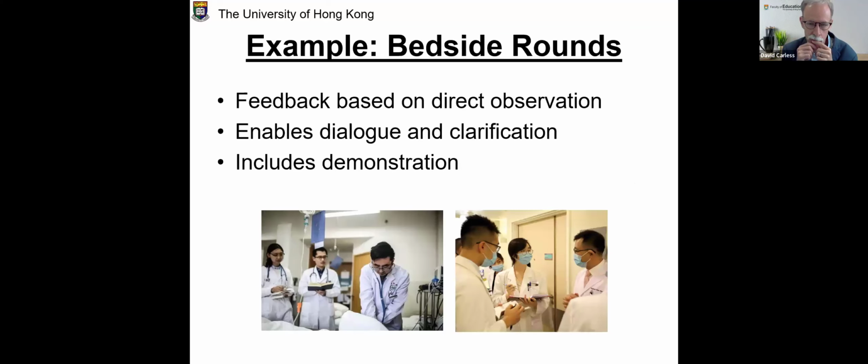I want to now give an example. Sometimes when I do these talks, people say, I want an example. So I've chosen an example from medical education, which I was involved in. Around 6 years ago, I went to the Queen Mary Hospital with one of my colleagues in medicine, and we observed the students doing their clinical clerkships.